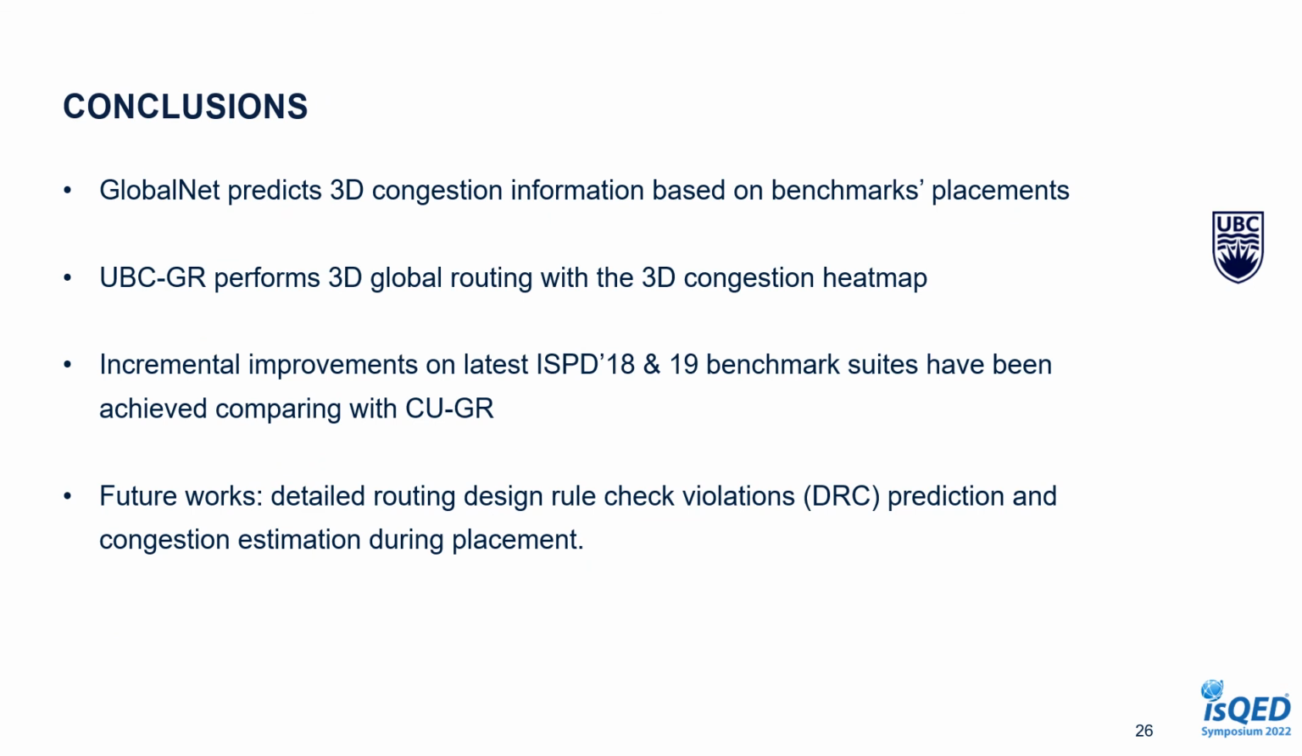And here are the conclusions. First, we proposed GlobalNet that can predict the 3D congestion information based on benchmarks placements. And we also proposed UBCGR that can perform 3D global routing with the congestion heat map. And we improved the global routing performance on the latest ISPD 18 and 19 benchmarks. And our future works will be focusing on the detailed routing. We will try to predict the detailed routing design rule violations and use the prediction results to improve the performance of detailed routing.